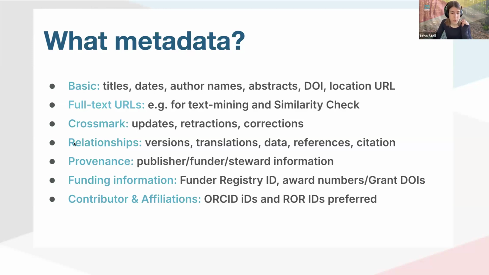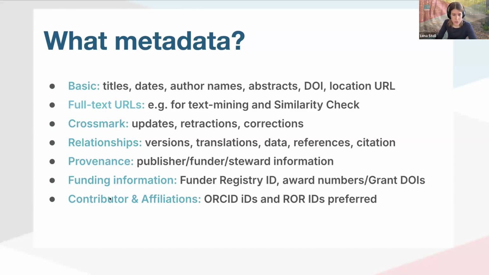We also encourage you to register relationships between content items. So things like translations, different versions of a work, citations between works. You can also register some metadata about provenance, which means where a work comes from, such as who has funded it, for example. You can uniquely identify funders who have funded a work by registering Funder Registry IDs and also award numbers and grant IDs, which is a type of DOI, which specifies a specific award that has funded a work.